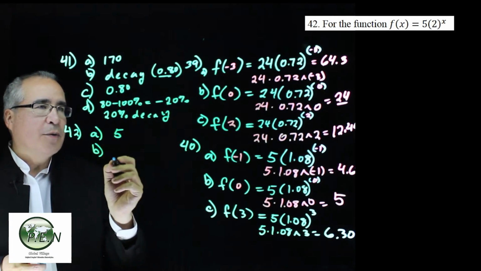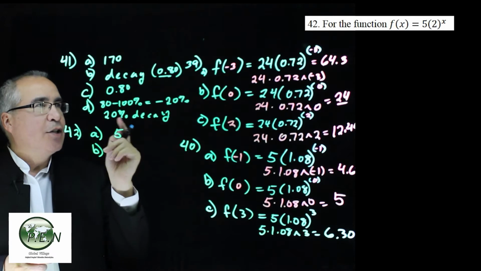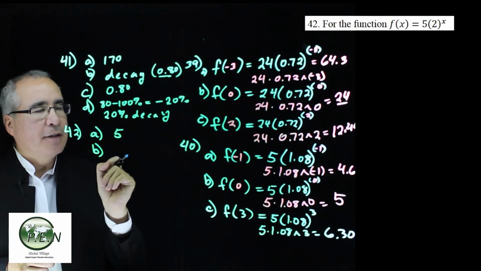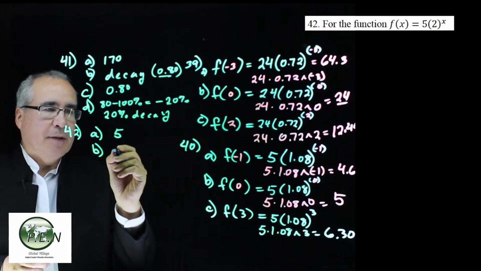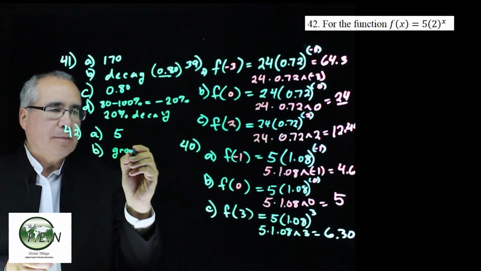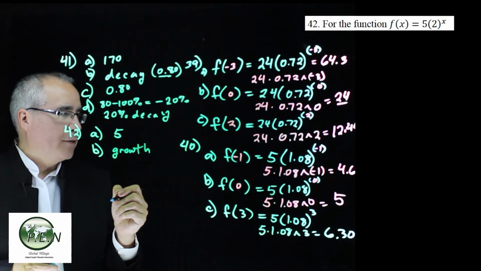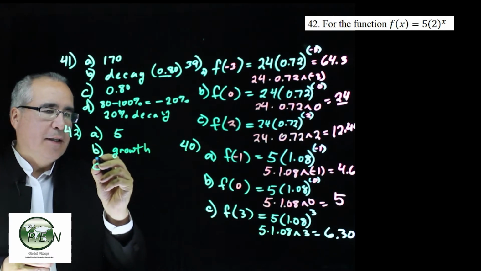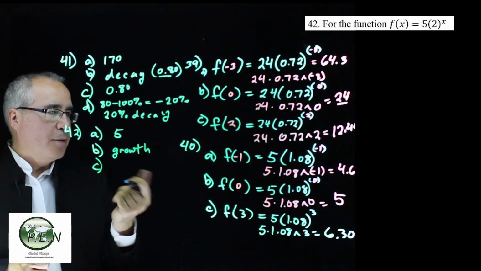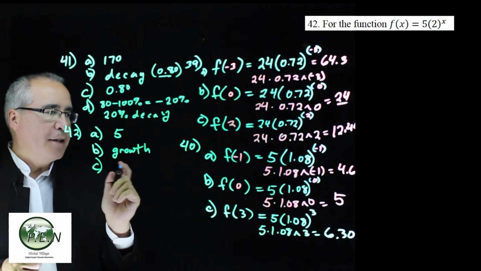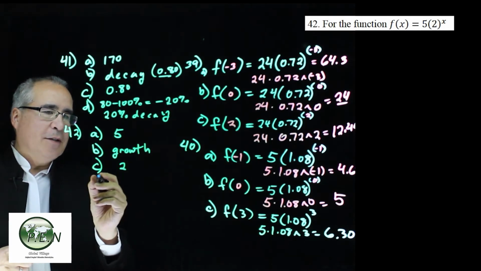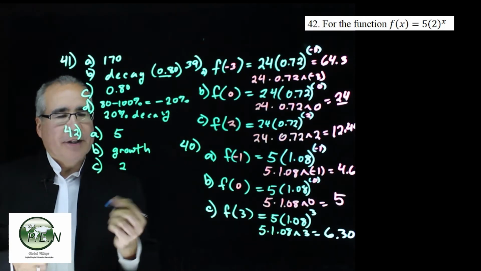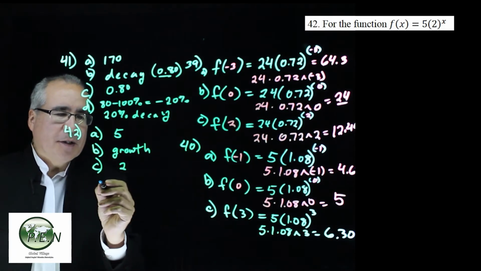The question, is it growth or decay? We'll look inside. 2 is in that parentheses. So 2 is greater than 1. This is growth. Increase. What's the growth or decay factor? The factor is the number in there. That's 2. And what you want to see is that it's actually like 200%. Not just like 200%, it is 200%.